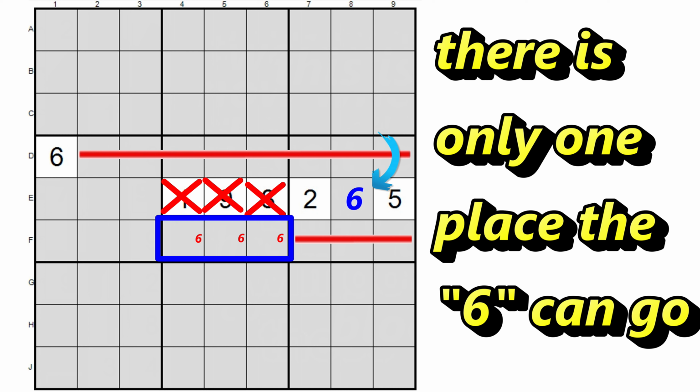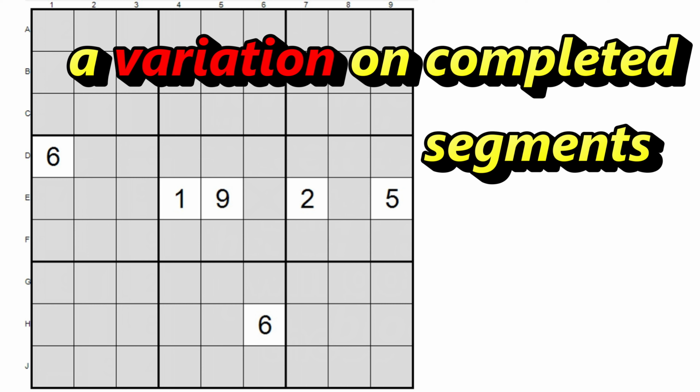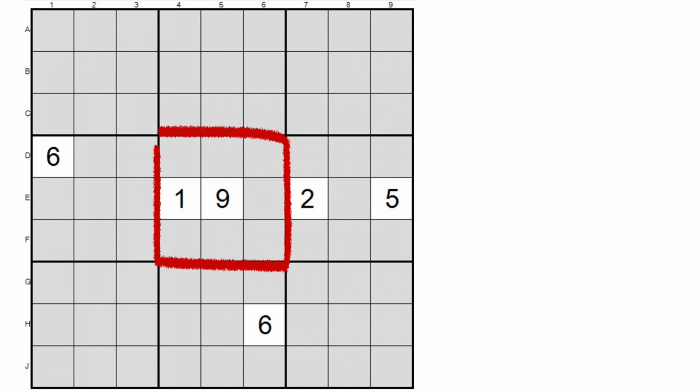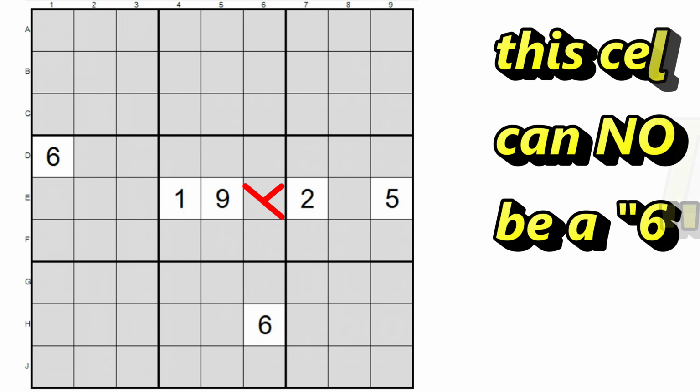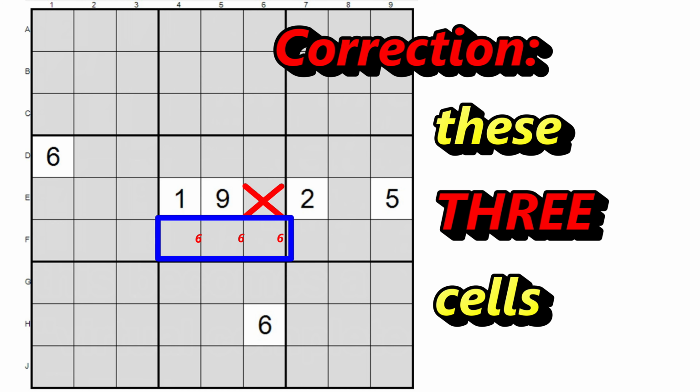So using the completed segment pattern along with the ghost numbers in block 5, we can place the 6 in block 6. There is a variation on completed segments where the segment isn't totally completed but can be considered completed. For example, take a look at this puzzle grid. It's the same as before, except now we don't have a completed segment in block 5, but we have a 6 in column 6. That 6 in column 6 effectively blocks this cell from being a 6. And we can think of this segment as a virtual completed segment since it acts the same way for the number 6. Even though we don't have a completed segment here, it acts like one. And these 2 cells again contain ghost 6s.